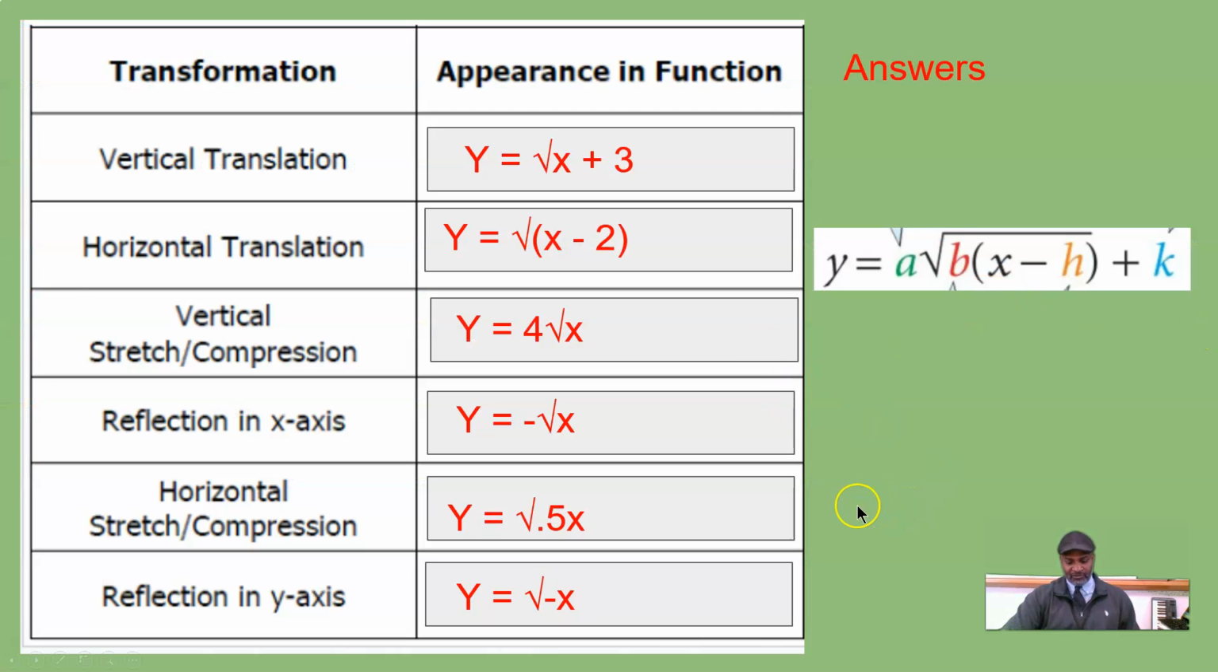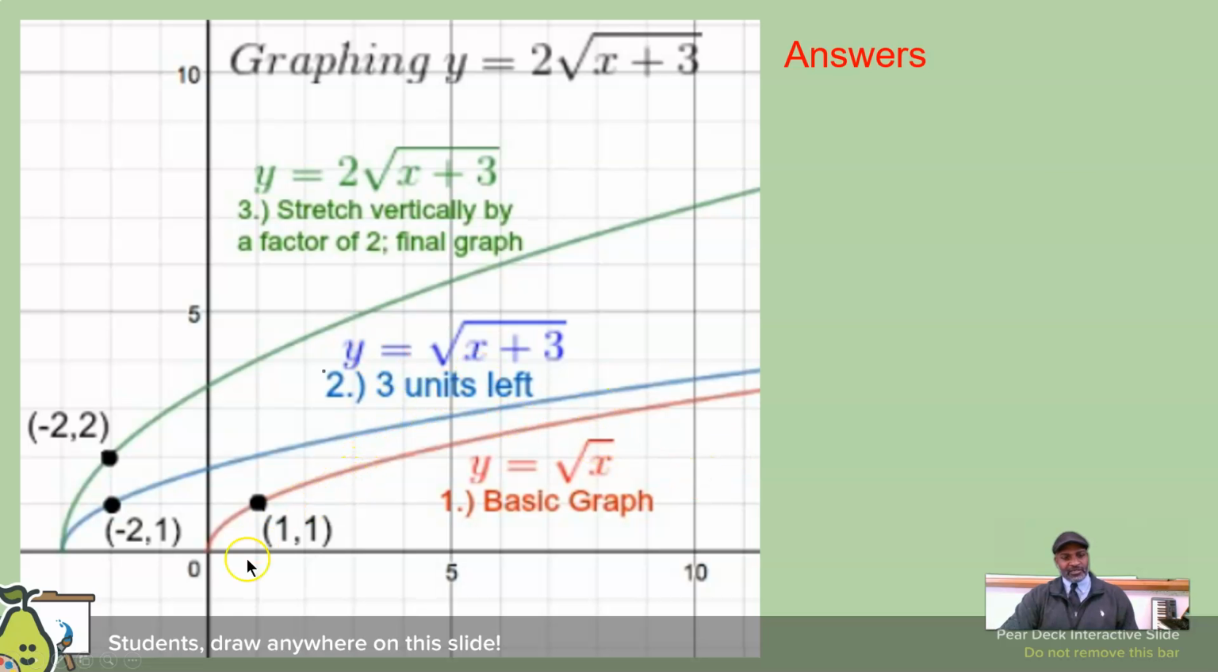Okay, back to where we were. All right. So let's look at this graph here. What is going on from the red graph to the blue graph? We move the red graph 3 units left. See what happens? Y equals the square root of x turns into y equals the square root of x plus 3, because we move the graph 3 units left.